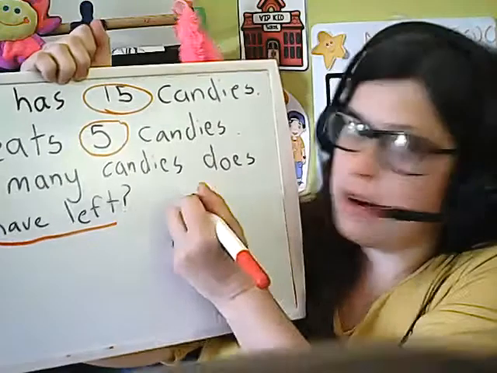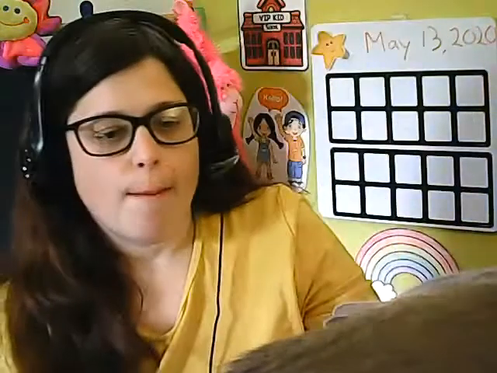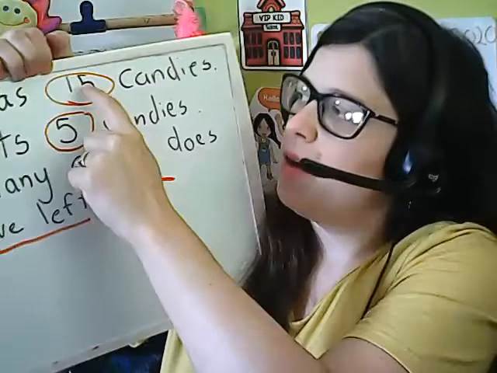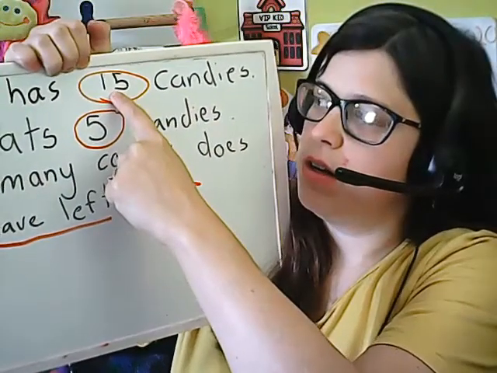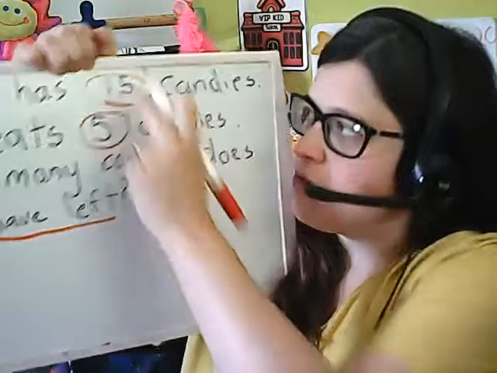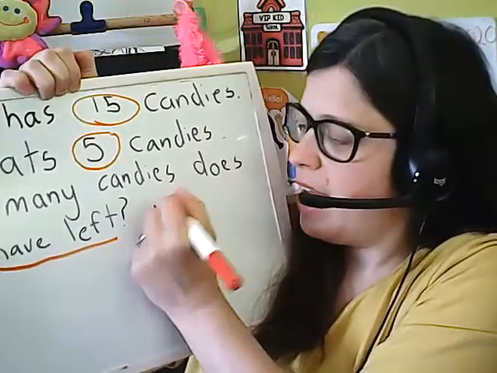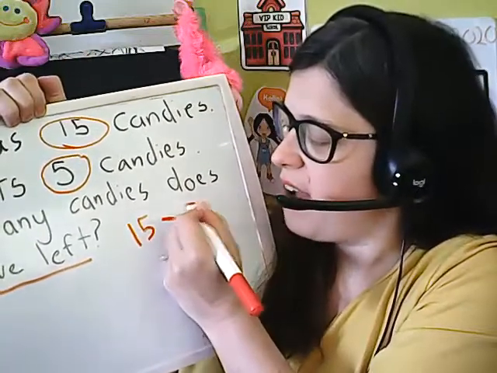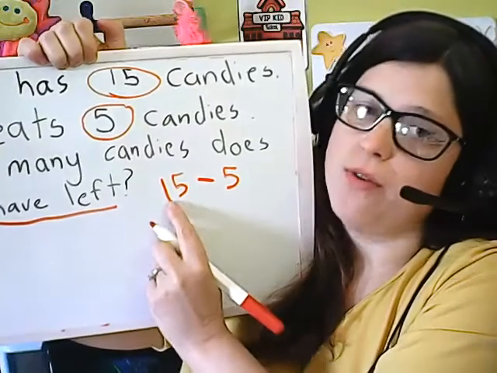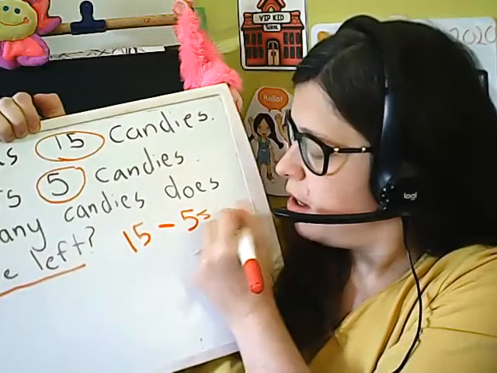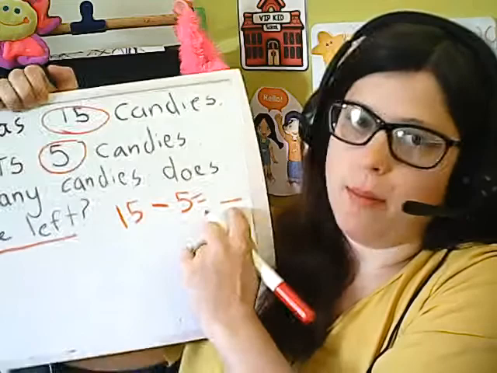I'm actually going to write it up here because I want to make sure that we have enough room to do our work down here. So we are working with two numbers, 15 and 5. Now listen, this is very important. We have to put the 15 first and subtract 5 from 15. You cannot subtract 15 from 5. You don't have enough. So you have to write the 15 minus 5, not the other way around. And we're trying to figure out how many we have left.